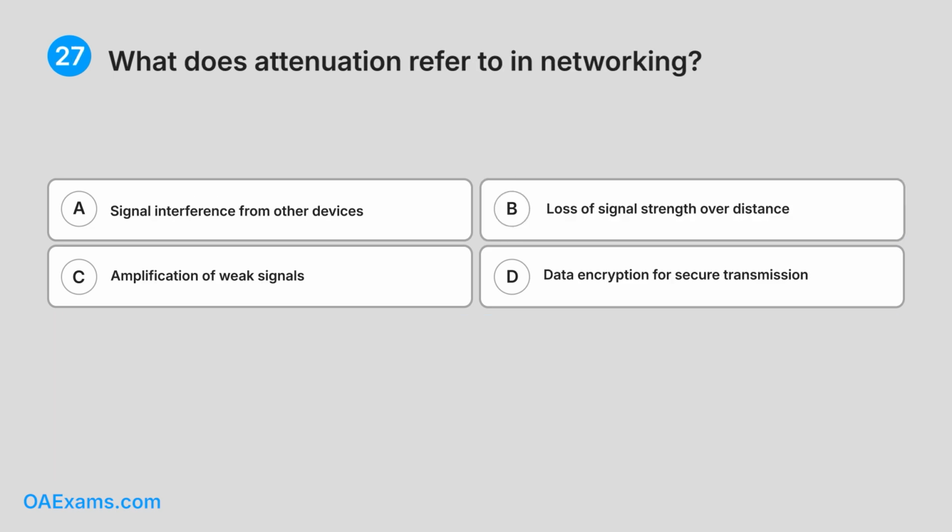27. What does attenuation refer to in networking? A. Signal interference from other devices. B. Loss of signal strength over distance. C. Amplification of weak signals. D. Data encryption for secure transmission. Can you guess the answer?